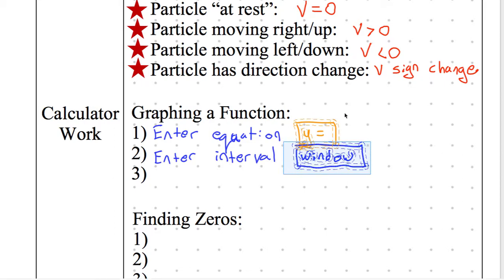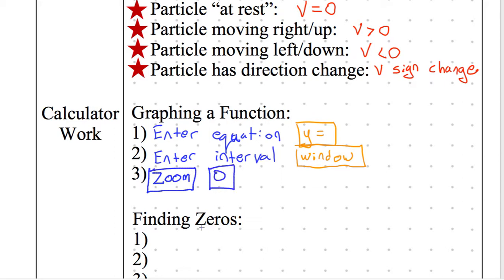And it doesn't matter what your window is. We did it from negative 4 to 4 because I just randomly chose that. And then next, we did zoom, and then the number 0. Zoom 0, and that would automatically graph it.